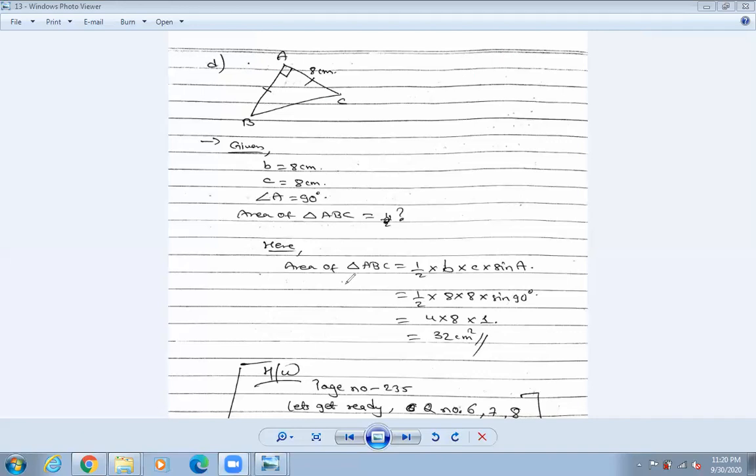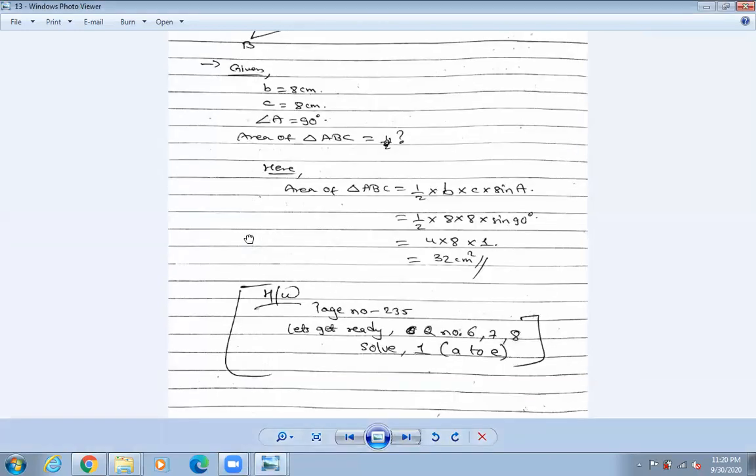Okay. Now, these are your homeworks. Okay. So let's get ready. So do from class from question number 7, 8, and 9. Okay. So page number 235. So from the solve type of question. So you need to do question number 1. A, B, C, D, E. Okay. That means A to E. If it is repeated, no need to do it. Otherwise, you can repeat it also. No problem. So it will be revision for you. Right? So these are your homeworks.